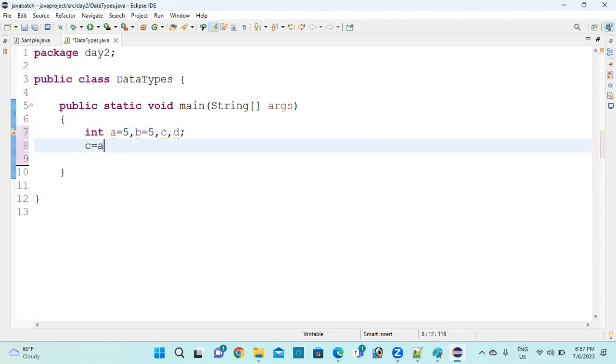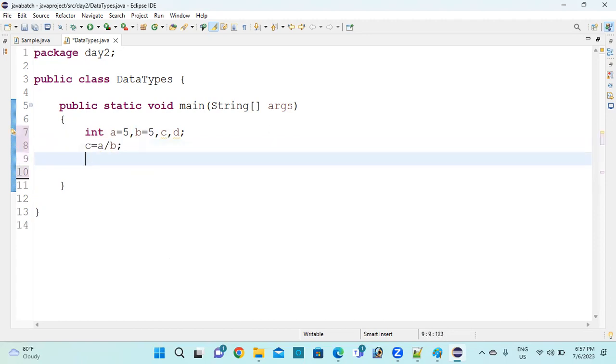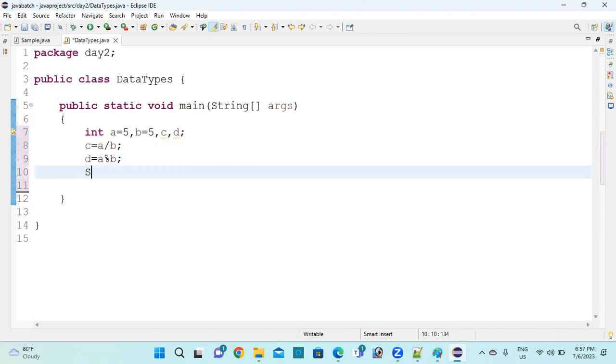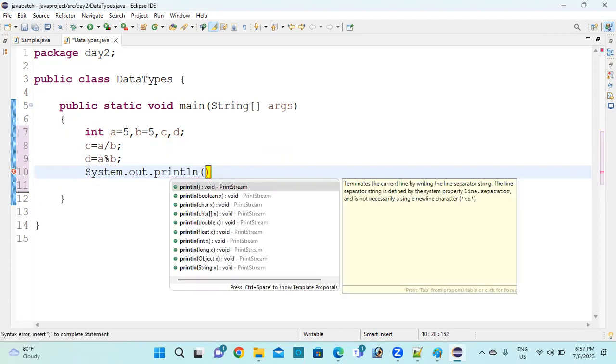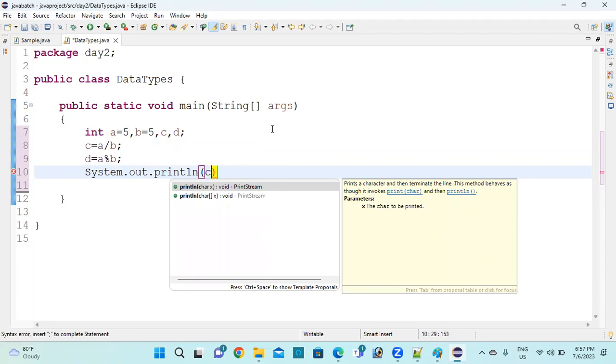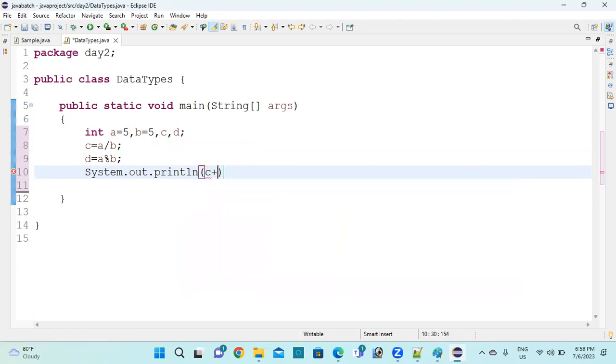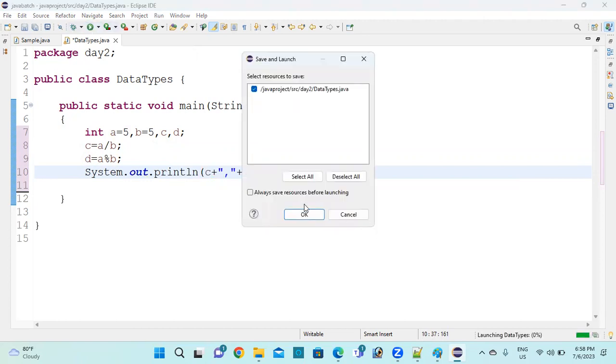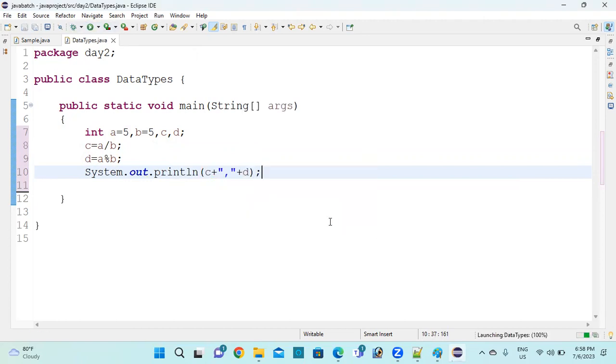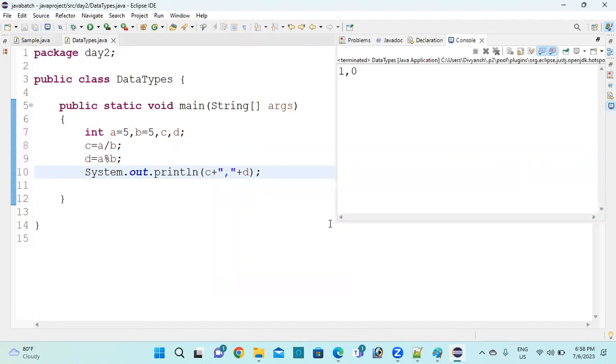So C equals A by B, D equals A modulus B. So what's the value here? System.out.println. Here you can print those two values, C, plus, comma, I'm writing plus C. So what's the value of this? The first one will come 1, the second one will come 0. Okay, 1, 0 it will come.